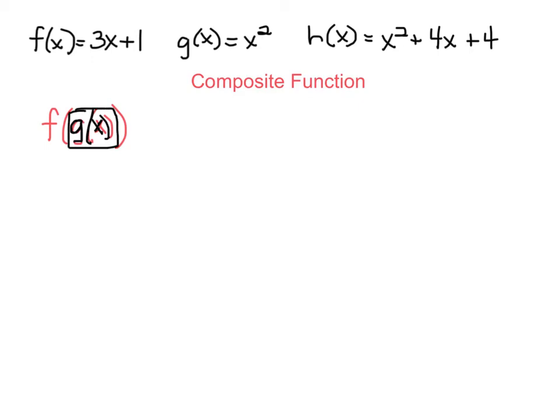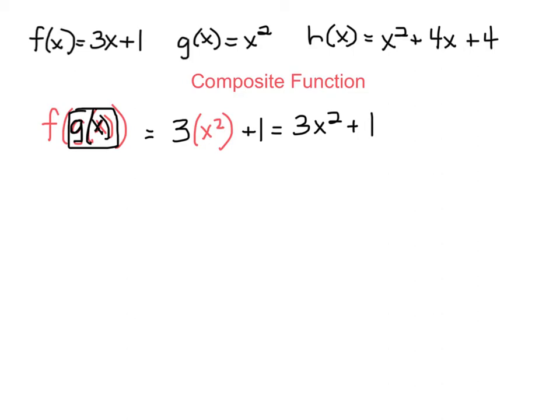So what I'm going to do is I'm going to take this g and I'm going to put it inside the f at the x. So I'm going to take x squared and put it into the x. So I'm putting that g in right here in place of the x. And I'm going to get 3x squared plus 1.